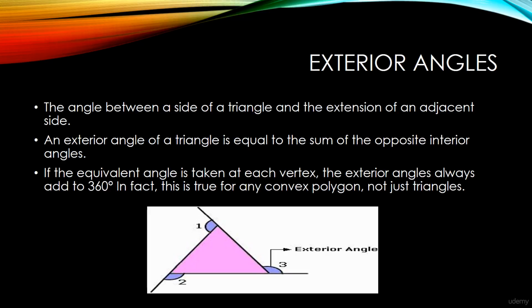Exterior angles. The angle between a side of a triangle and the extension of an adjacent side. An exterior angle of a triangle is equal to the sum of the opposite interior angles. If the equivalent angle is taken at each vertex, the exterior angles always add to 360 degrees. In fact, this is true for any convex polygon, not just triangles.